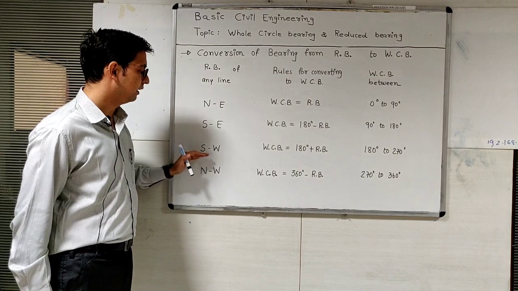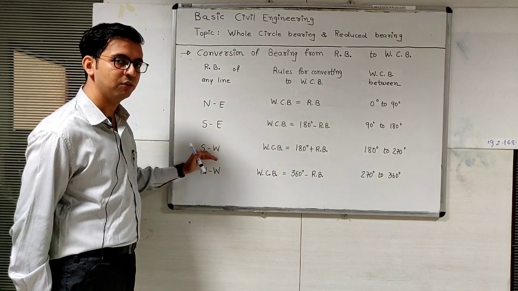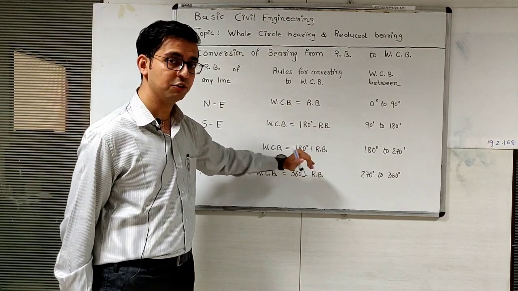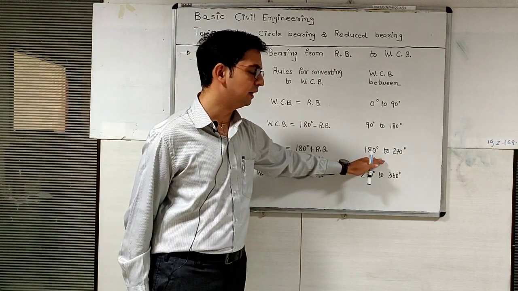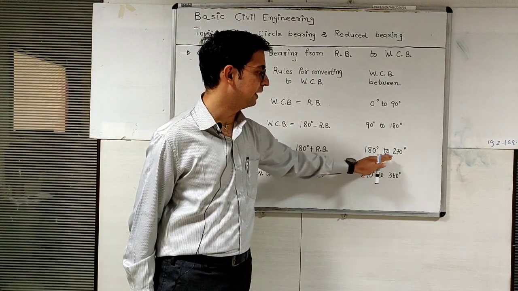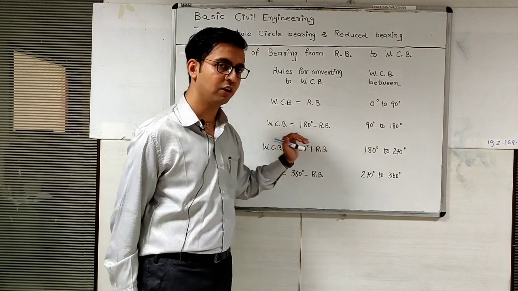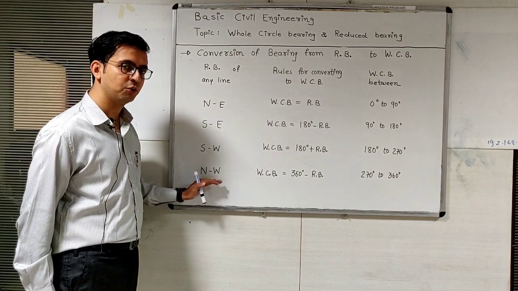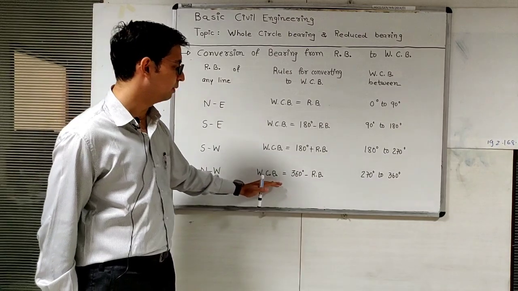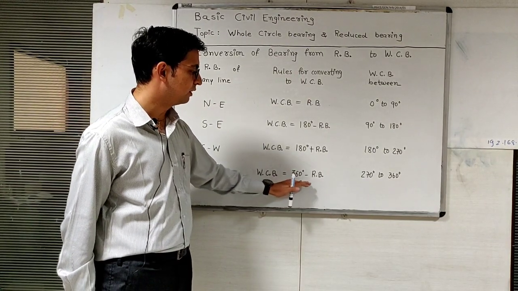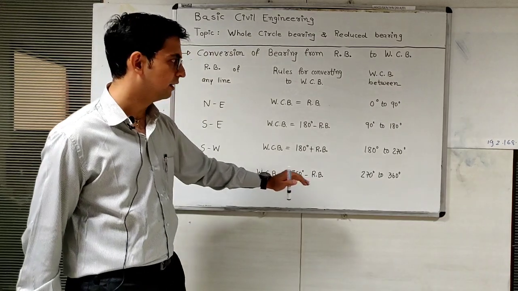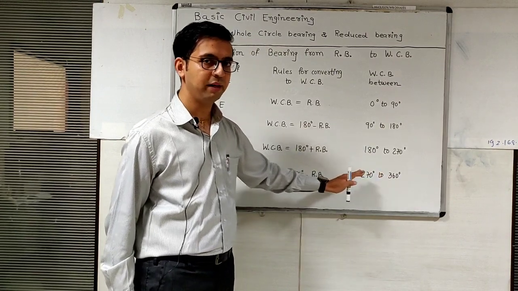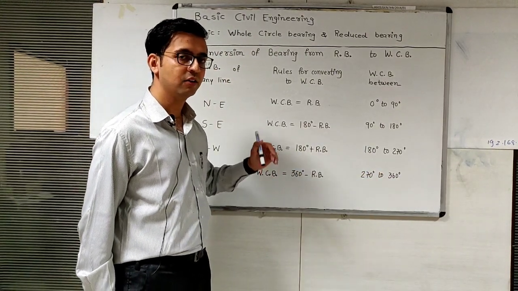Now the third part, if the reduced bearing is south towards west, then whole circle bearing equal to 180 degree plus reduced bearing, and the whole circle bearing of that line lies between 180 degree to 270 degree, which means third quadrant. And if the reduced bearing of a line is north towards west, then whole circle bearing is equal to 360 degree minus reduced bearing. That means WCB lies between 270 degree to 360 degree, that means whole circle bearing is in the fourth quadrant.